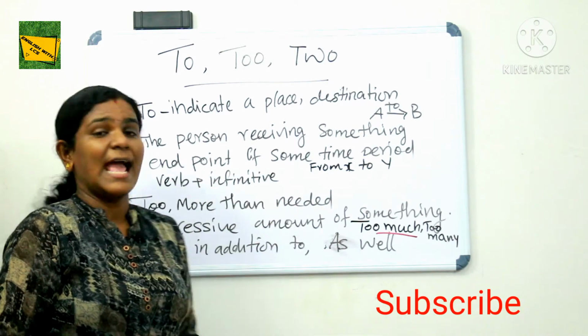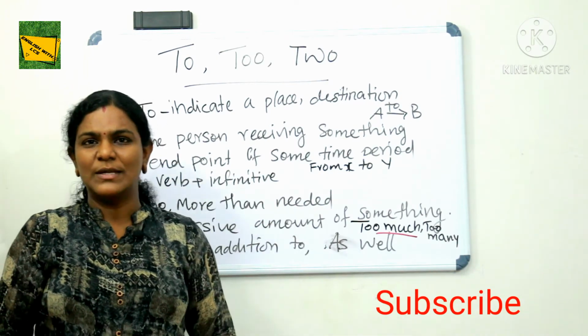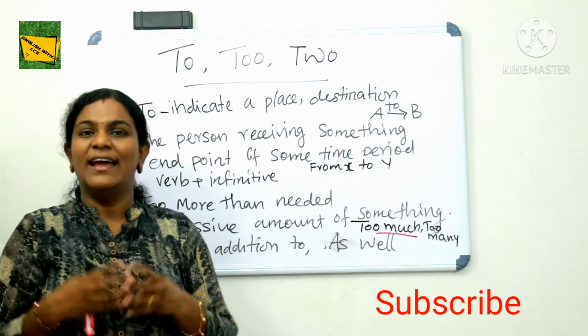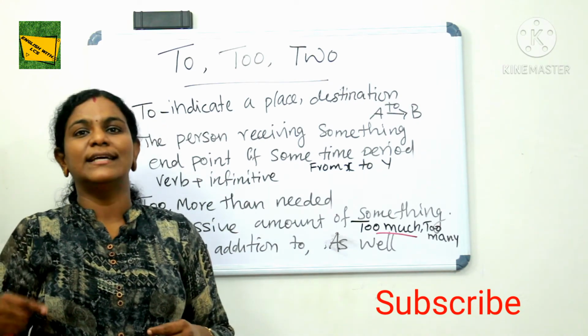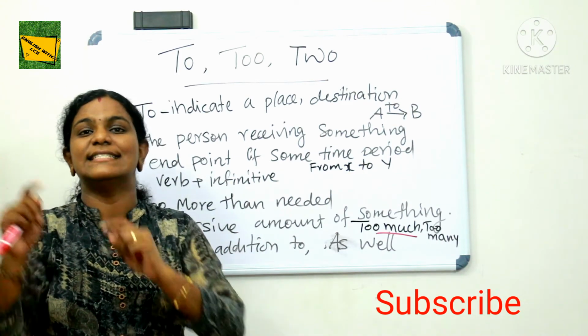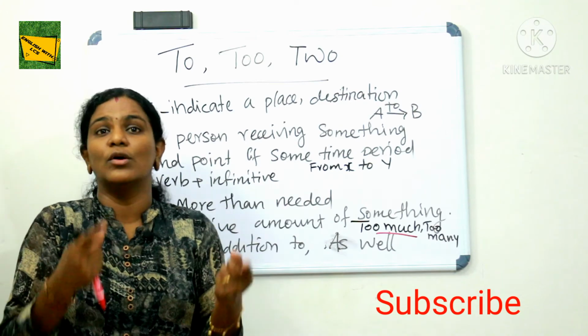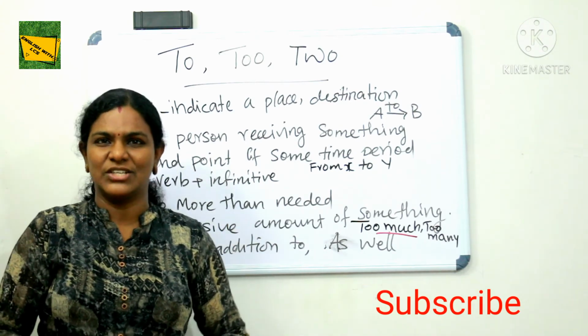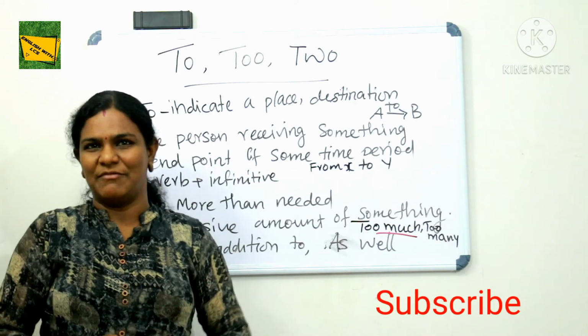Then the next one, as well. As well means also. It is the other word for also. Ram too wanted the same t-shirt. That means Ram also, Ram as well wanted to have that t-shirt which we had seen somewhere.